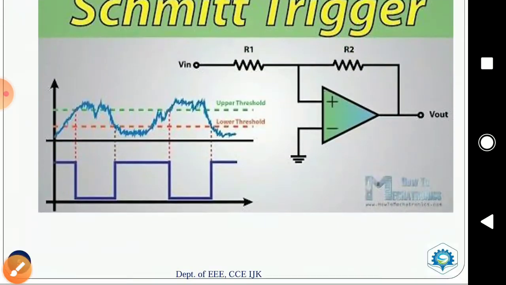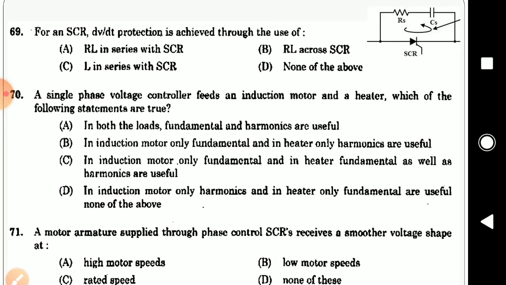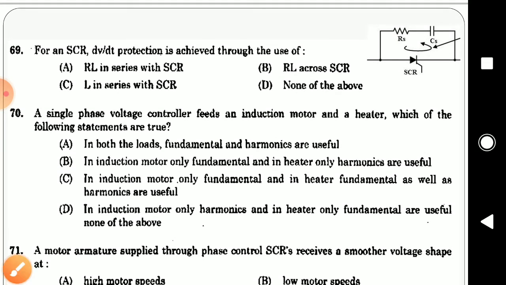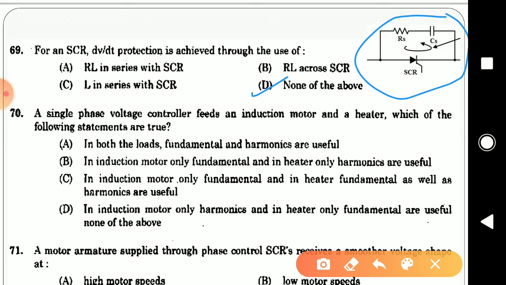Moving on to the next question, question number 69. For an SCR, dV by dt protection is achieved through the use of. The options are RL in series with SCR, RL across SCR, L in series with SCR, and none of the above. The answer for this question is none of the above, because dV by dt protection for an SCR is achieved by the circuit given over here. The dV by dt protection is achieved by using an RC across an SCR. So that is the answer.